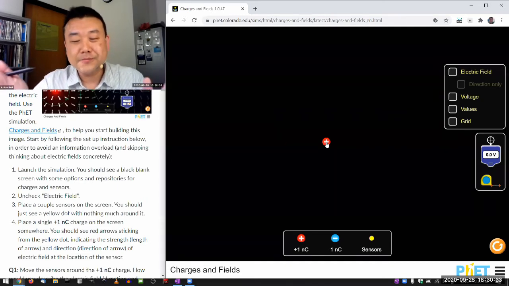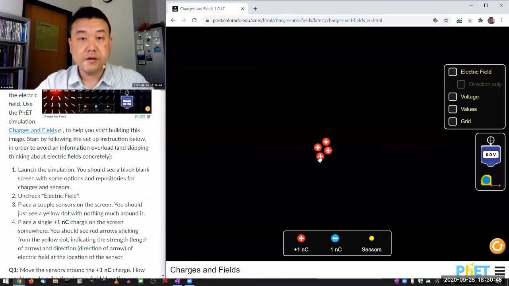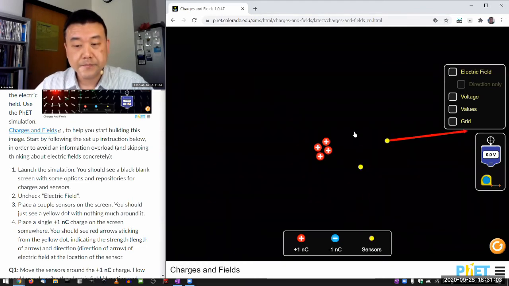So I want you to be able to sympathize with a real physical lab setup, where when you have some charges, you don't see electric fields. Electric fields are not something that become visible in the space that you have in front of you. Nonetheless, it is a property of space itself. And the way we test those properties of space is by placing sensors in space.